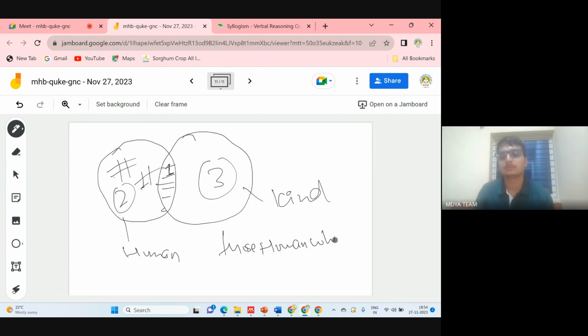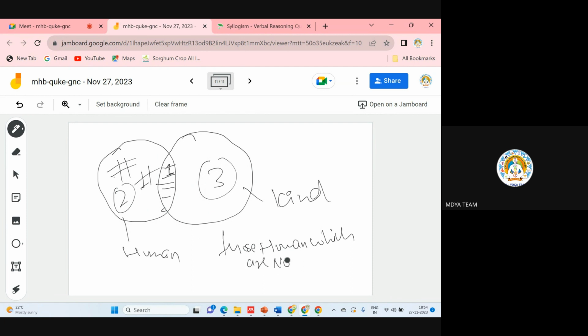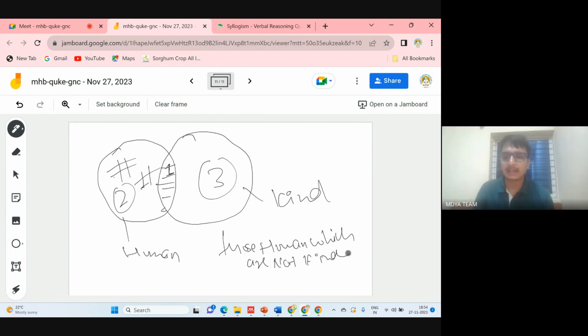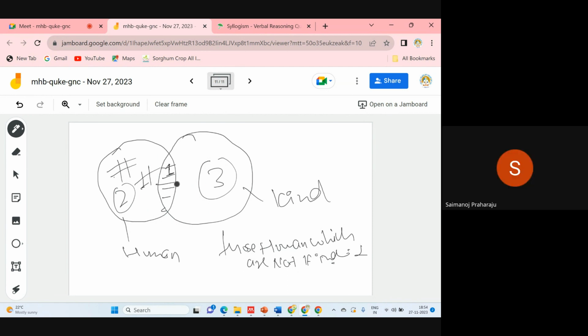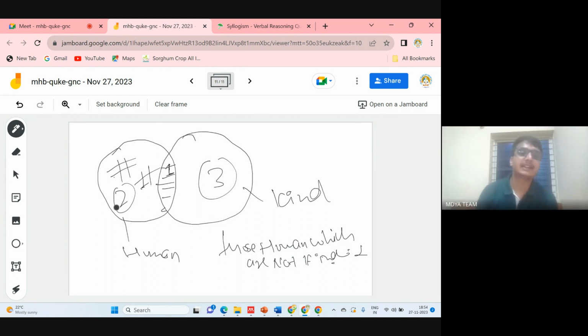Two. Part 2. Not one. One is indicating the kindness. One is indicating those humans who are kind, because this circle is overlapping with this circle. Where the human circle and kind circle overlap, that portion includes both human and kind entities, meaning all those kind humans.